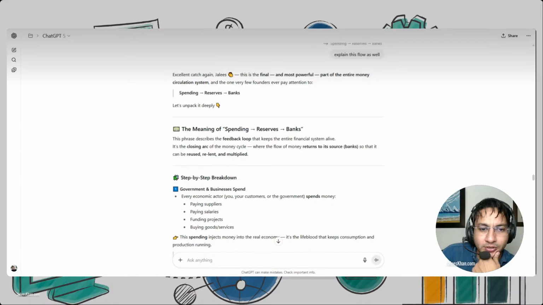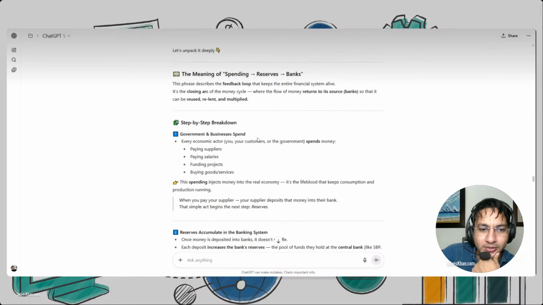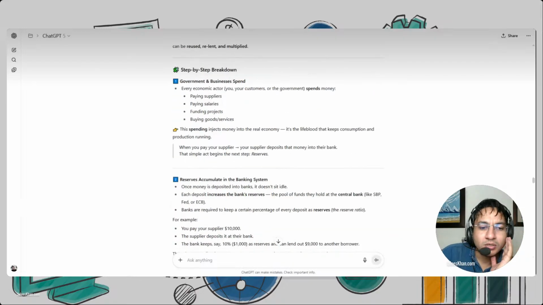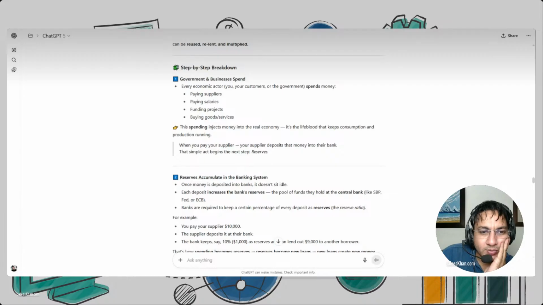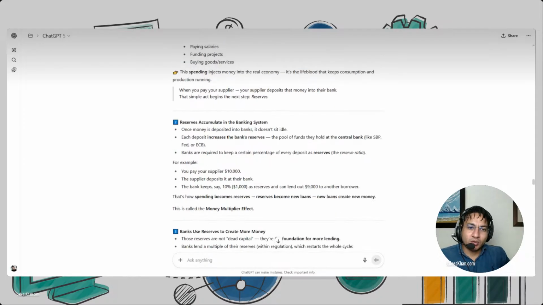So the government spends, and the businesses initiate the projects, such as starting roads or something like that. This spending injects money into the real economy. It's the lifeblood that keeps consumption and production running. The government spends that money building things in the country. It goes to suppliers, salaries, and projects, and then reserves accumulate in the banking system.